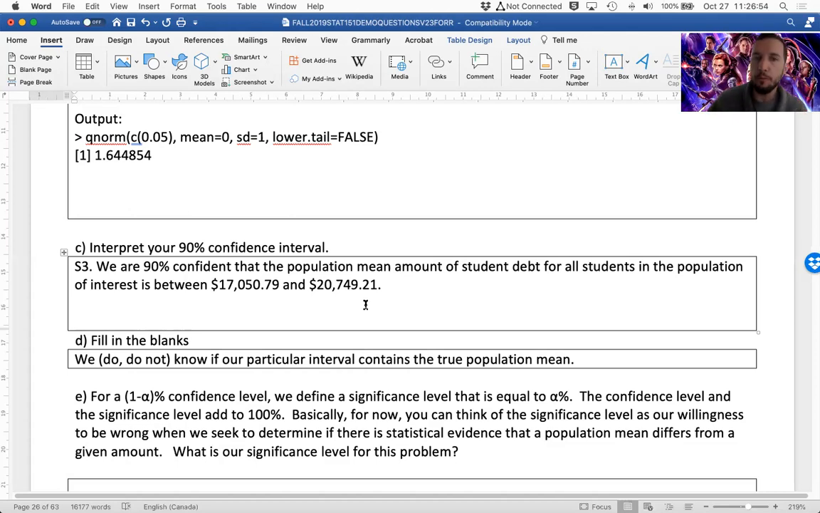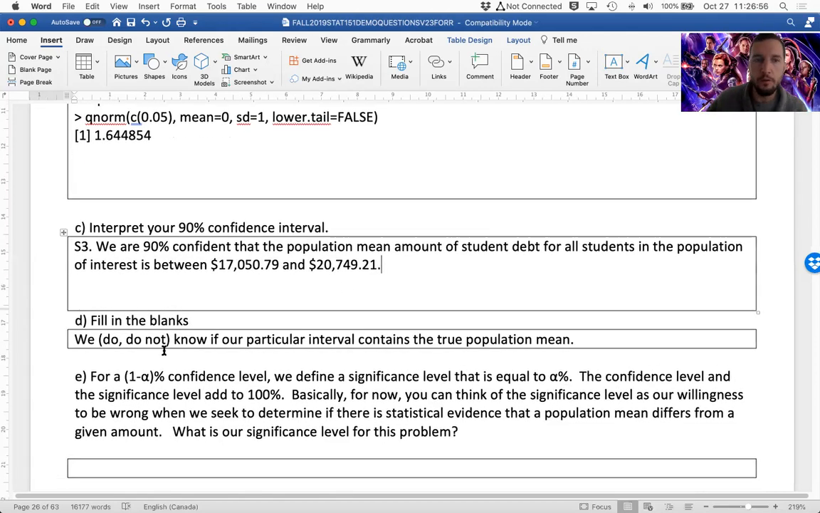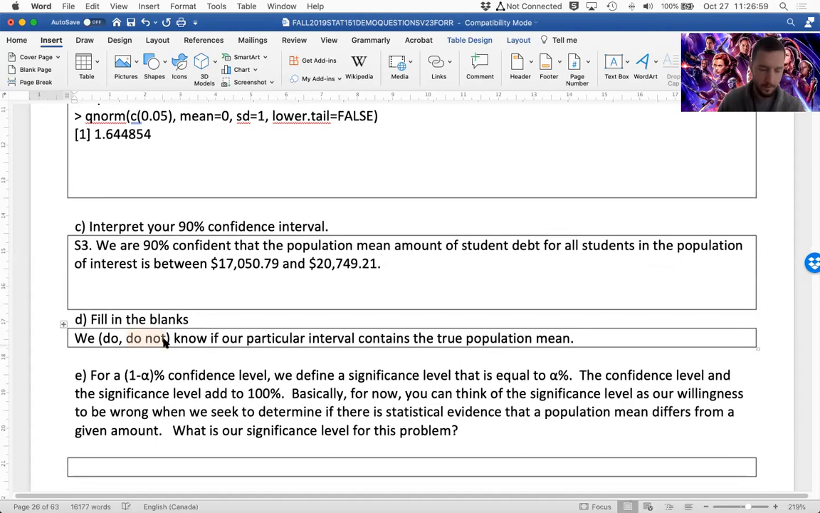So for this particular interval that we just computed, we don't know if it contains the true mean or if it does not contain the true mean. What we can say again is that we are 90% confident that the values will be between what we calculated, but that word confident reflects the idea of repeatedly sampling and collecting an interval for each sample.